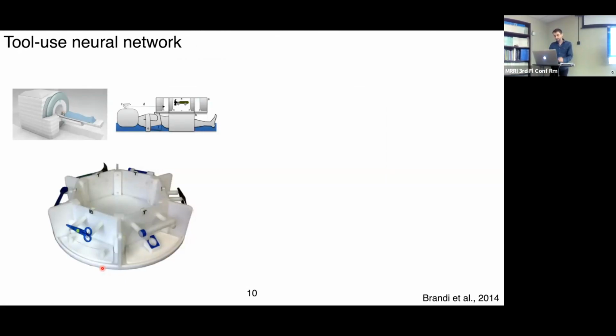To talk a little bit about that, I will talk about the study of Brandi and colleagues. It is interesting because, to the best of my knowledge, it's the first one where they asked participants to use tools in an fMRI scanner. That is a challenge because you are constrained by the space and you need to avoid big head movements in this type of experiment.